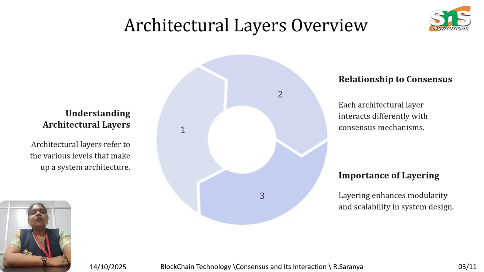And the second one, how we can establish a relationship with our consensus algorithm. Each architecture layer interacts differently with this particular algorithm. So based on the application and its needs, the interaction should be made. The layering enhances the modularity and scalability of the system design, because if any fault occurs, it can be easily tracked back and rectified if it is layered.